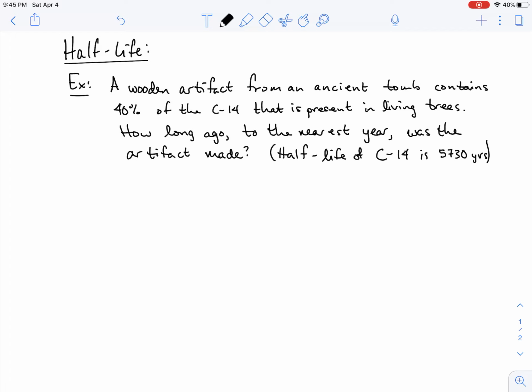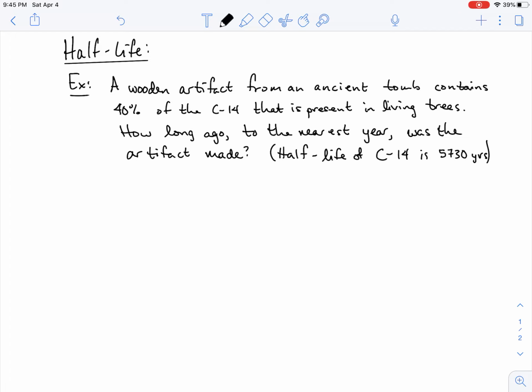So this artifact is found, and they measure the amount of carbon-14 remaining in it, and then they compare that to kind of an average for living trees in the present, and they can use this to carbon date the artifact with a fair amount of accuracy.